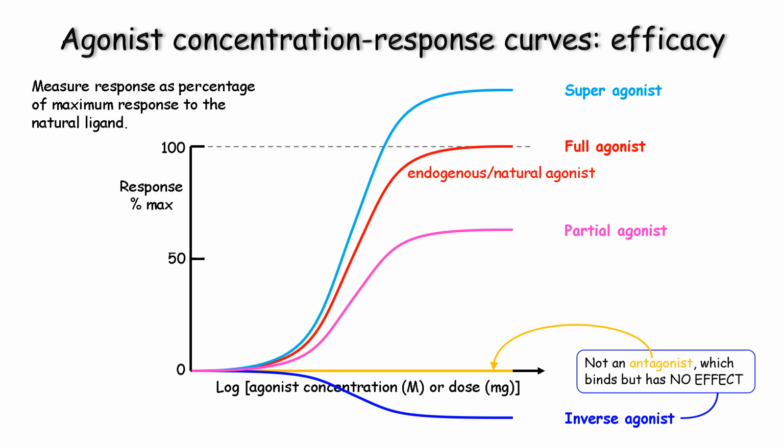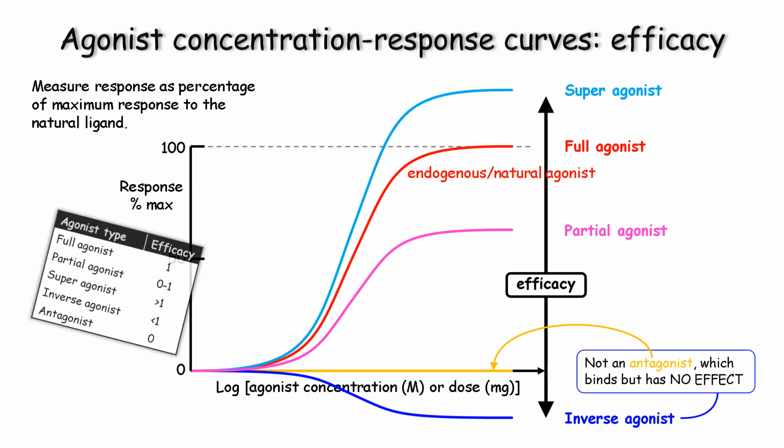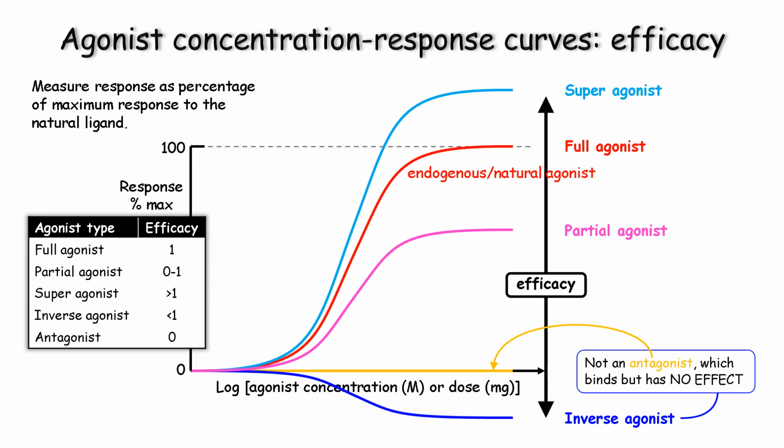This property of agonists is known as efficacy. A full agonist has an efficacy of 1, while an antagonist has an efficacy of 0. Partial agonists can have efficacy anywhere between 0 and 1, while a superagonist has efficacy greater than 1, and an inverse agonist has efficacy less than 1.